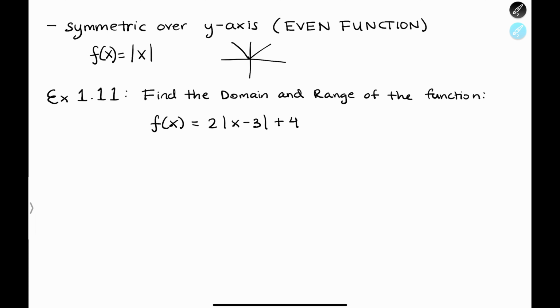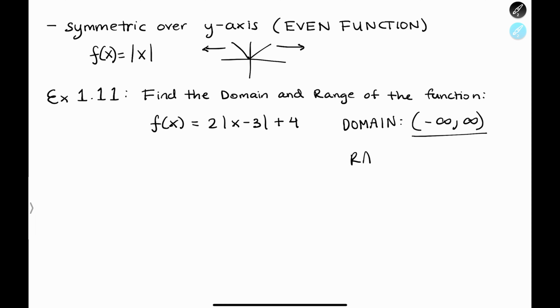And so when finding the domain, it is very easy. It is just all real numbers. So it goes from negative infinity to infinity, because the absolute value functions are continuous and there are no breaks or stops, it always just goes all the way to the right, all the way to the left, and it's continuous. So yeah, all real numbers.